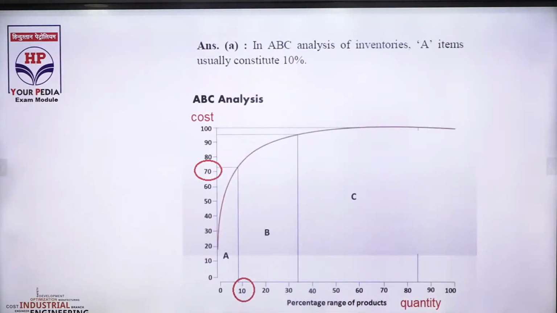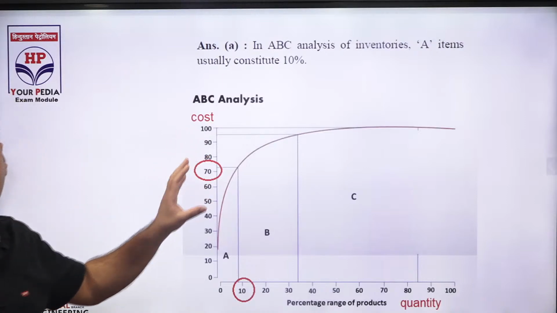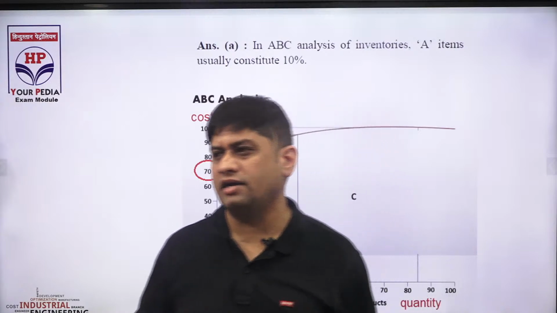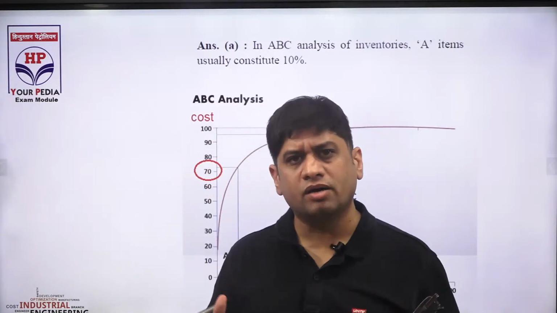A items are 10%. So 10% of items lead to approximately 70% of the cost. So 10% of items will be costing 70%. So A items are really costly items. A items are those which are costly, and they are less in number, but they are costly items.